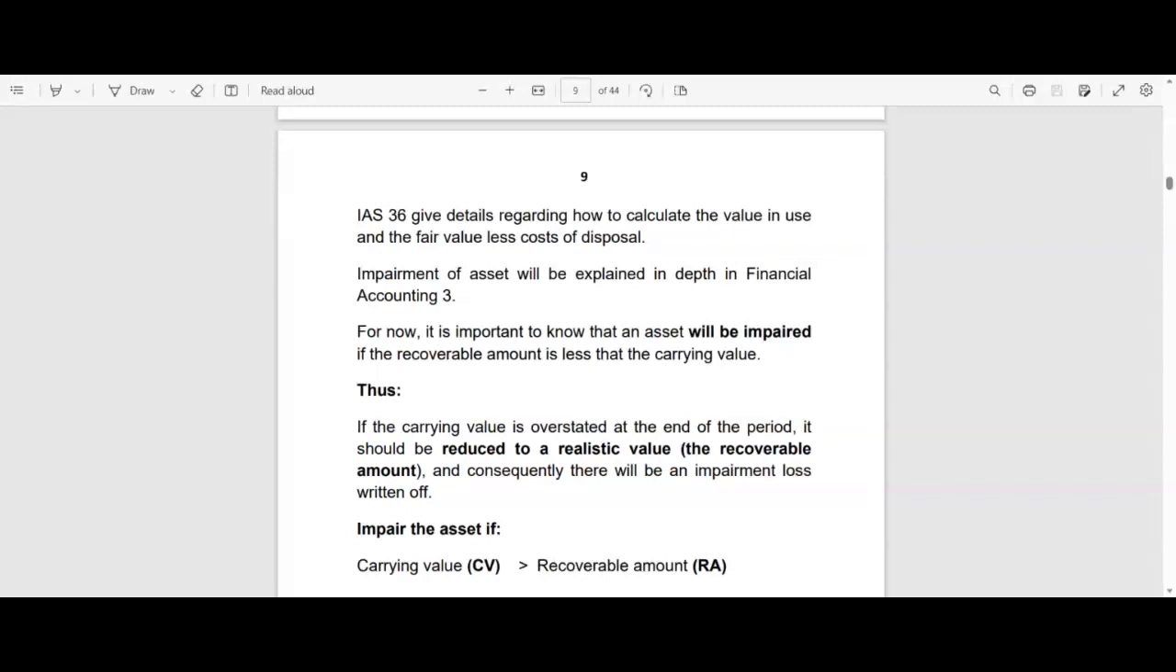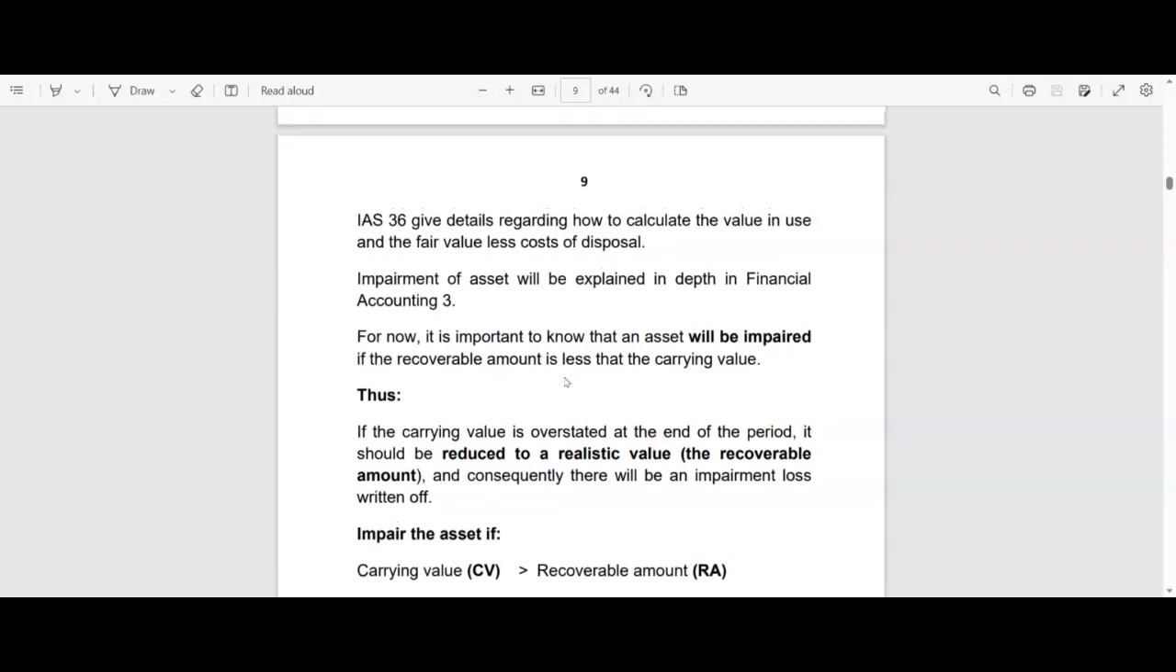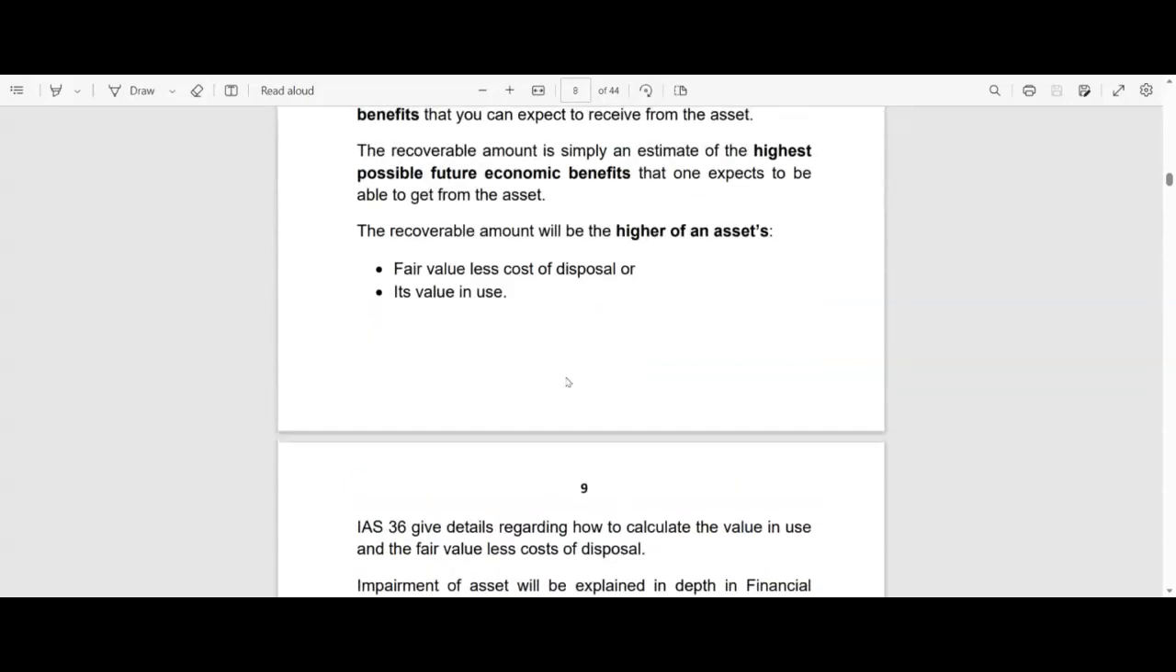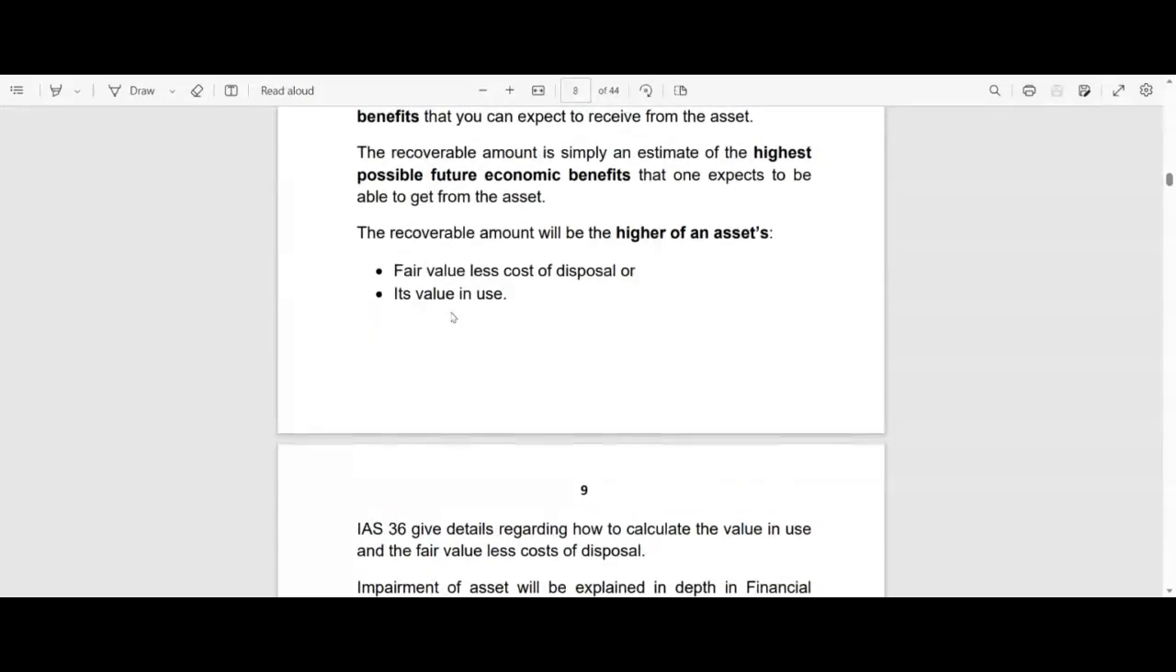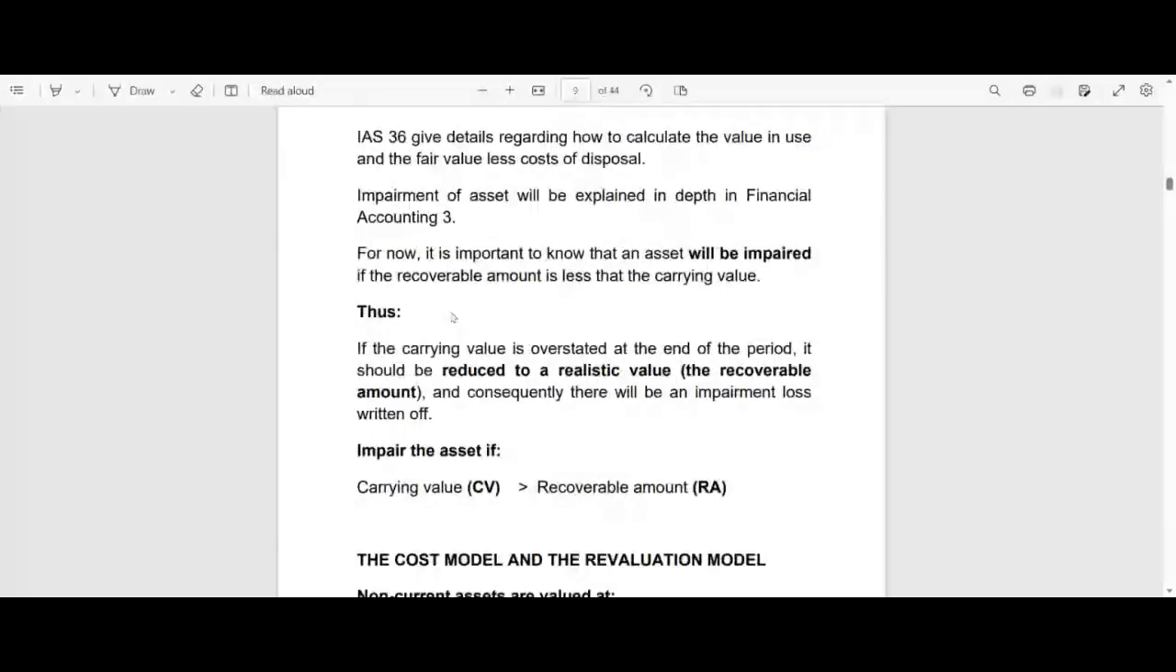But when the recoverable amount is lower than your carrying amount, then you've got to recognize an impairment loss. So that is the difference between financial accounting 1, financial accounting 2 and financial accounting 3. We are going to do all the accounting entries for an impairment loss, but how to arrive at those two figures we do in financial accounting 3. I hope that is quite clear now.